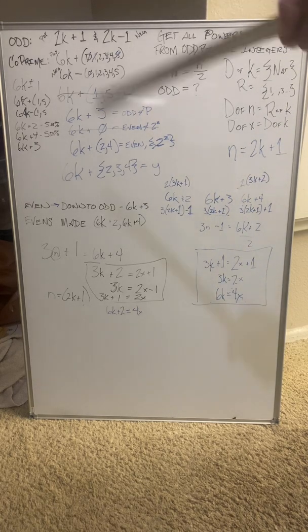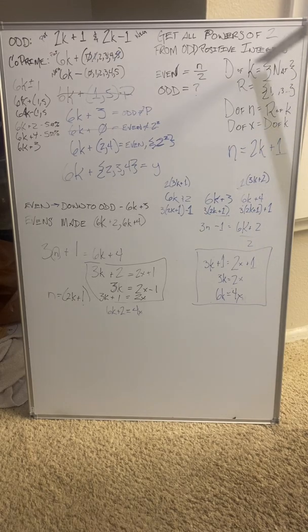And so we'll come to n. The domain of n is the range of k, and the domain of x is going to be the same as k. And n is defined for the range of k as 2k plus 1. So n is odds.